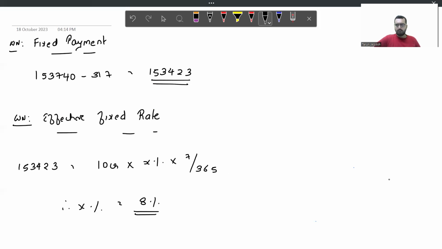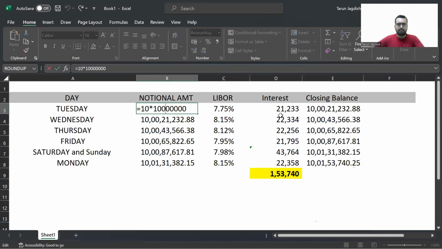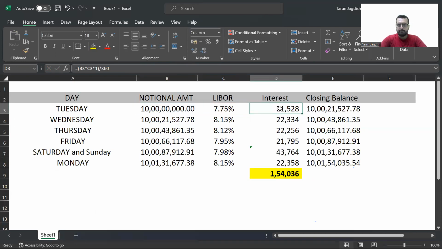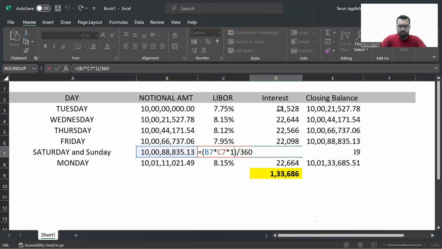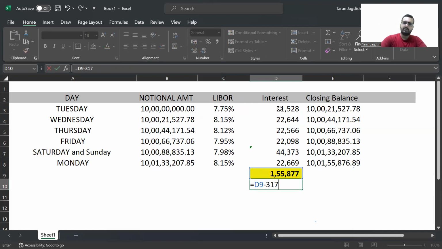Fine, friends. I believe you're all done with this part. You can do it using 360 also, Deepika. Nothing wrong. You want me to show you how the answer will change? Actually, 360 is the correct number. If I take 360, the numbers will change like this. Alone in this case, I have to do 2 into 362 divided by 360. You get 155,877. This minus 317 will give you 155,560. You can do it like this also, nothing wrong.